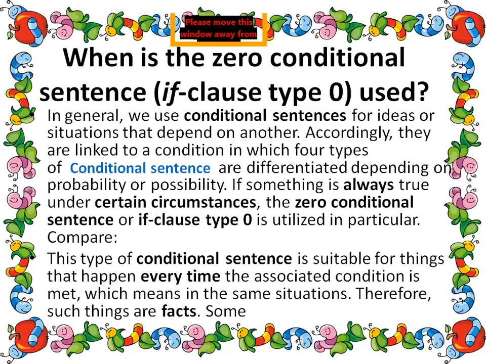Accordingly, they are linked to a condition in which four types of conditional sentences are differentiated depending on probability or possibility. Probability or possibility means किसी चीज़ को करने की मुमकिन या जो उसके हालात हैं कुछ इस तरह के फॉर्म हो जाएं that you will be able to perform that action.